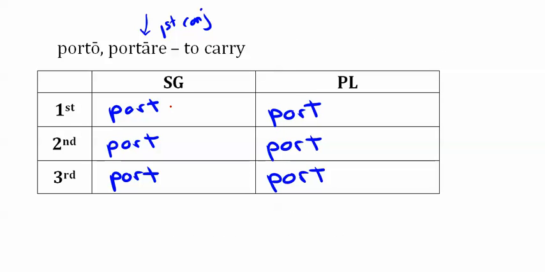Okay, so here we are back at porto, portare. Because it's a first conjugation verb, after my stem, I'm going to use the vowel A. That does happen to be the same vowel we saw in present tense, but that won't always be the case in other conjugations.